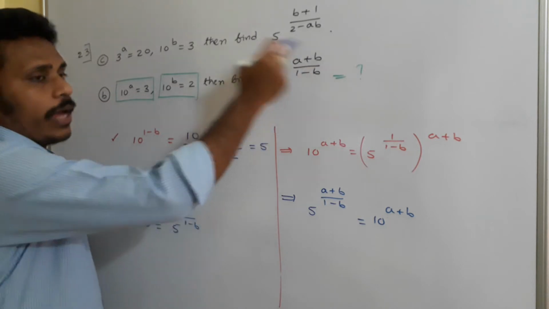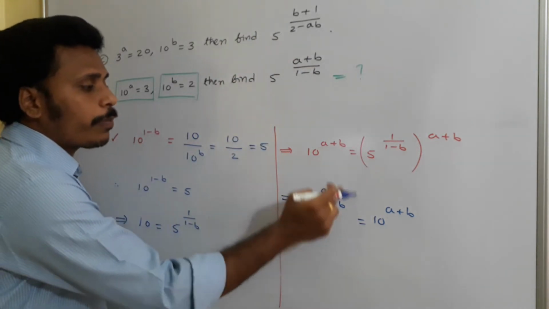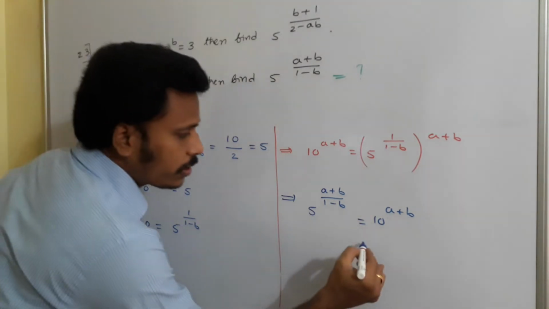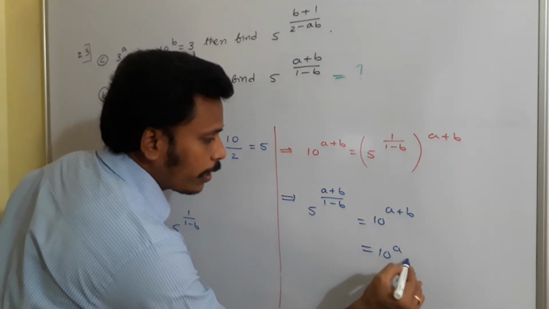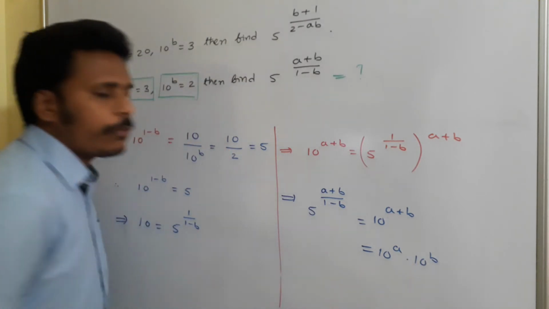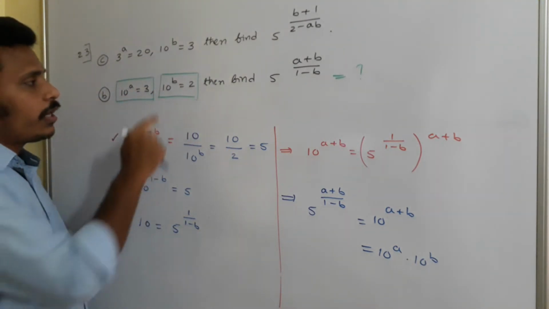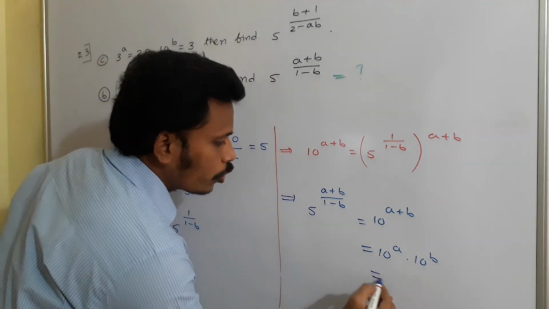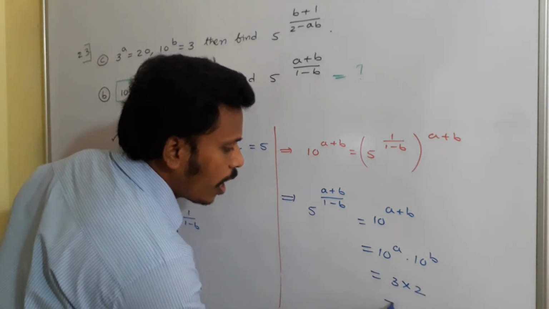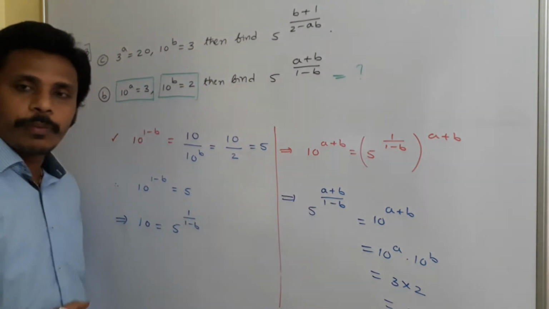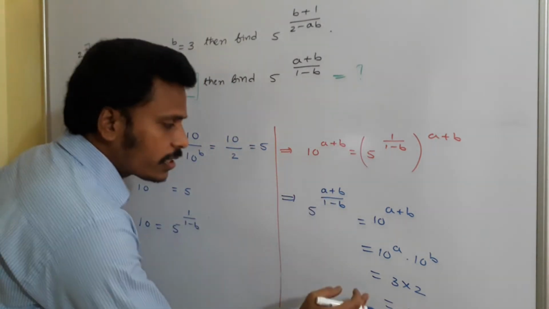I need to find this value, 5 power (a plus b) by (1 minus b). That is equal to 10 power (a plus b). This 10 power (a plus b) is simply 10 power a into 10 power b, again by the law of exponents. As the given 10 power a value is 3 and 10 power b value is 2, this is equal to 3 into 2, and our value is 6 at the end. So finally, for this 5 power (a plus b) by (1 minus b), our answer is 6.